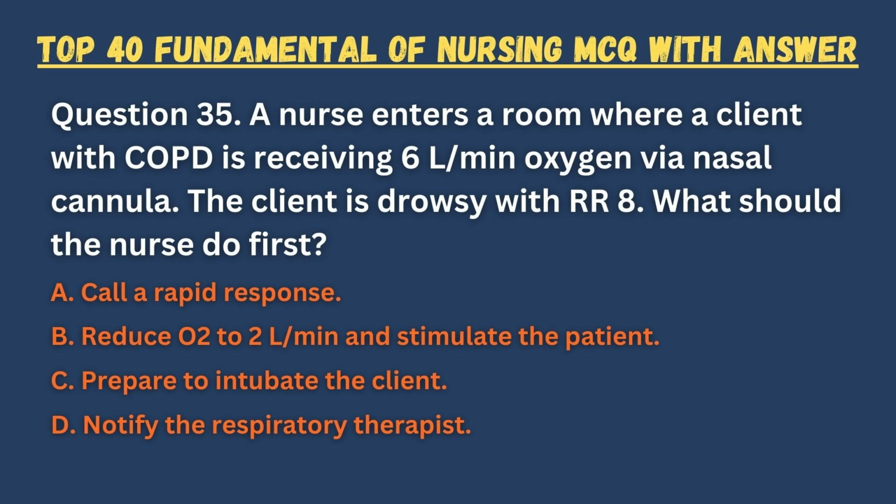Question 35. A nurse enters a room where a client with COPD is receiving 6 L per minute oxygen by nasal cannula. The client is drowsy with respiratory rate 8. What should the nurse do first? A. Call a rapid response. B. Reduce O2 to 2 L per minute and stimulate the patient. C. Prepare to intubate the client. D. Notify the respiratory therapist.